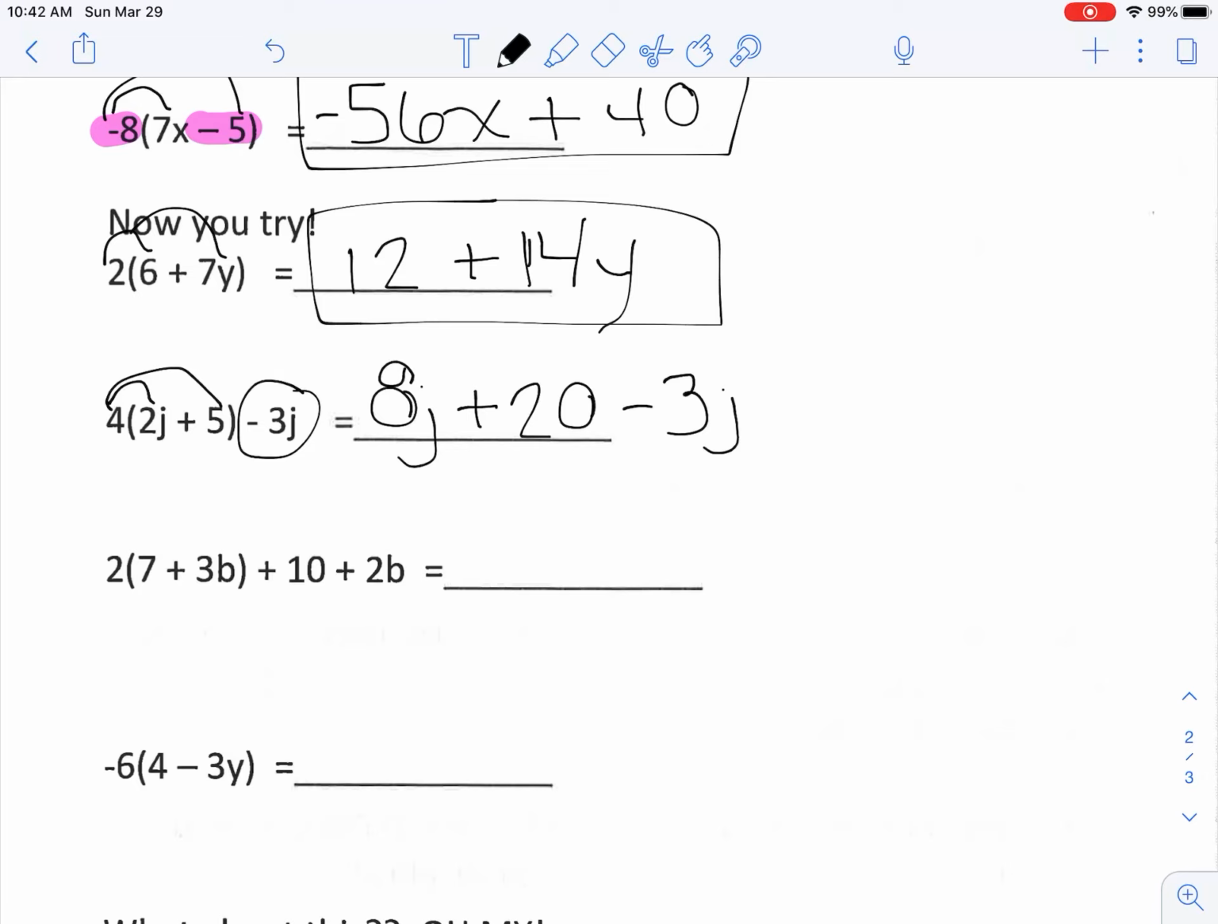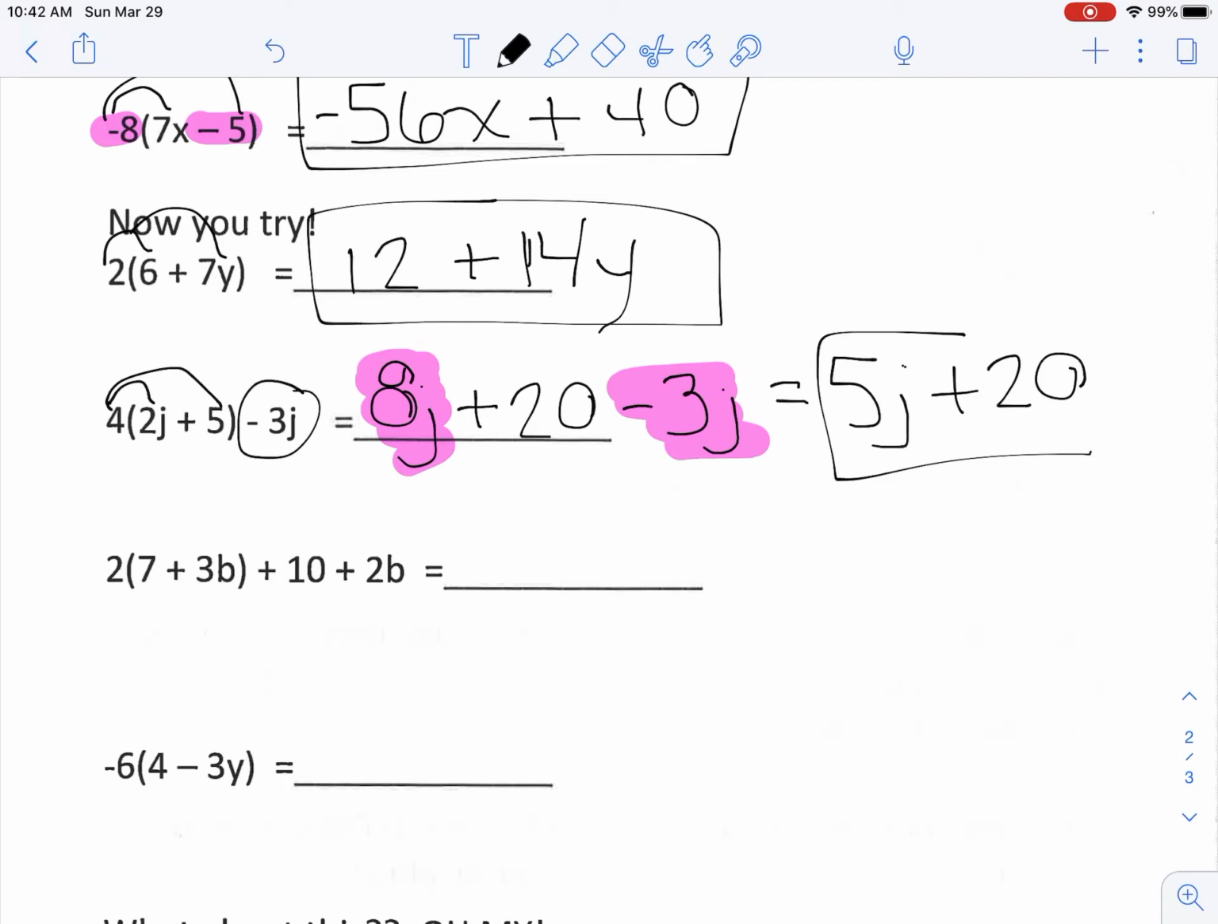All right, now look and see what we can do. So now we've got an 8j and a negative 3j. So all we've done so far is distribute. We have not yet combined like terms. So 8j minus 3j is 5j. And I have nothing to combine my 20 with, so that final answer should be 5j plus 20.